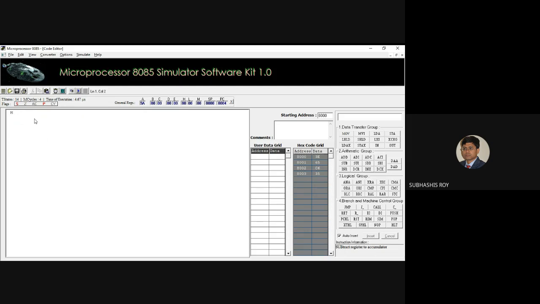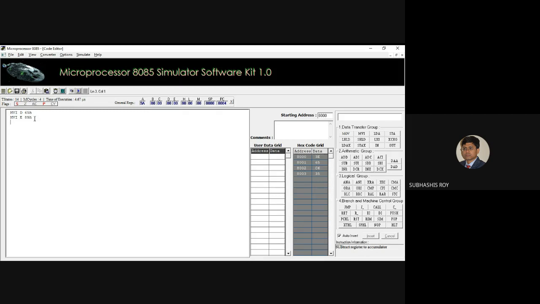Say MVI D, the data is 65, and MVI E, the data is 35. So you have this data in registers D and E. And now suppose you take another set of data into registers H and L.